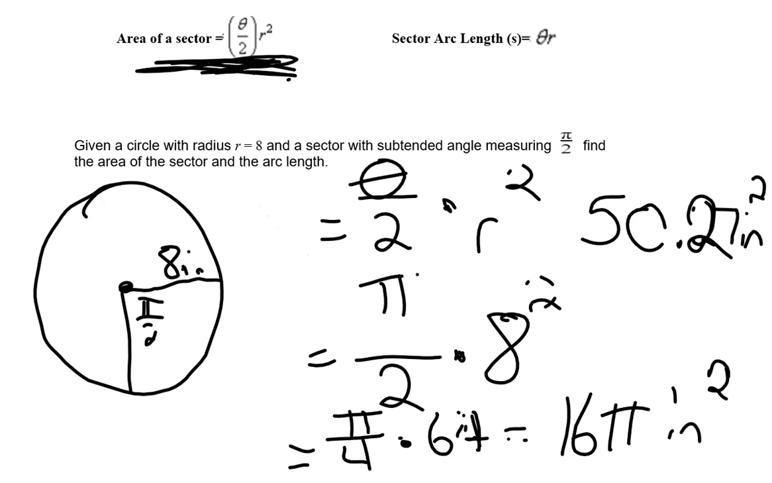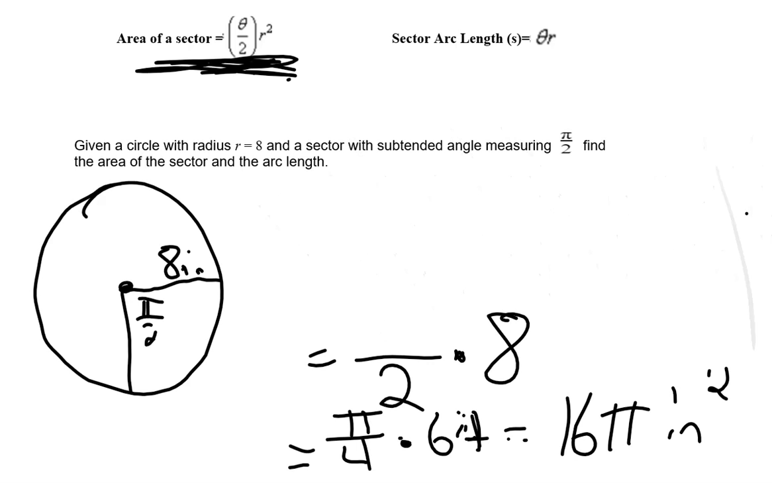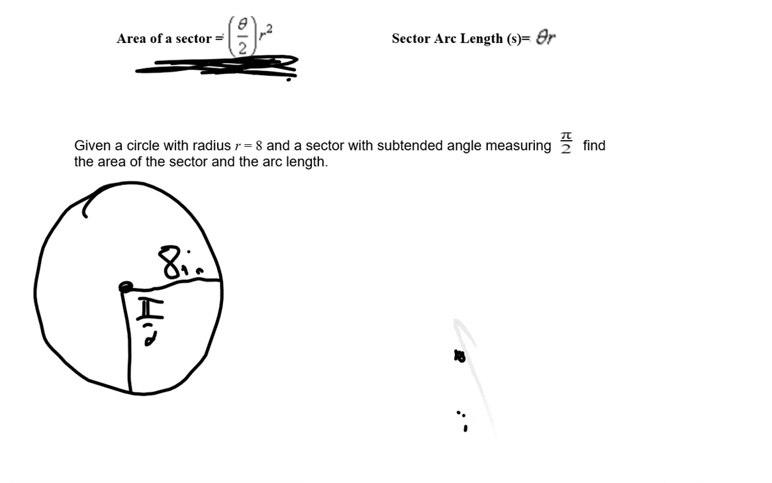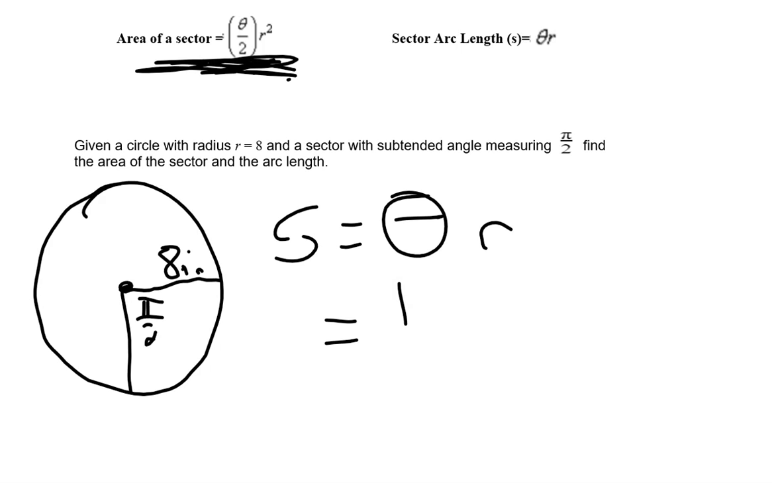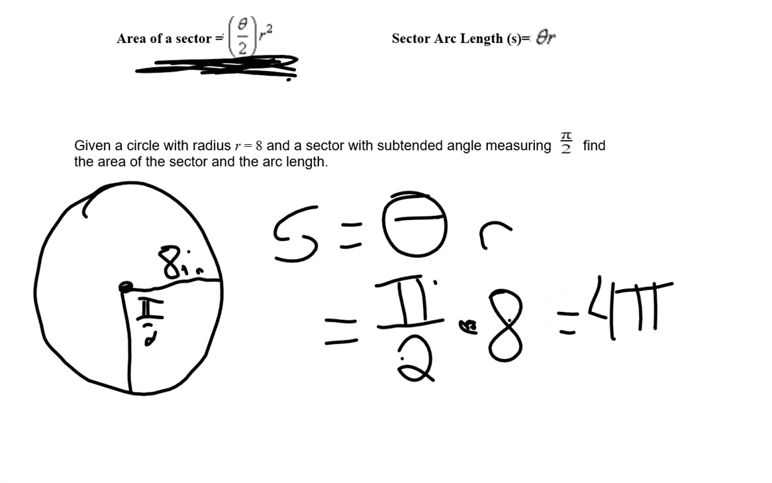Now the sector length, or the arc length as it's also called, we can find by using our sector length formula. Our sector length formula is we take our angle and we multiply by the radius. So my sector length, remember my angle is pi over 2, and my radius is 8, so I can multiply these together. 8 divided by 2 is 4, so this is going to be equal to 4 pi. Remember we were calling it inches. This one is just a linear measurement, so it'll be 4 pi inches.